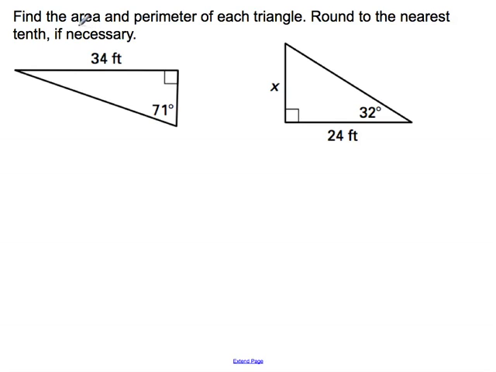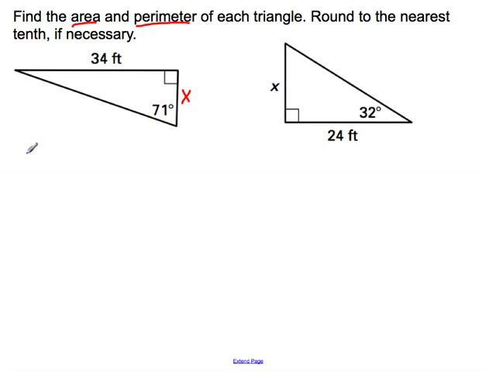Okay, this question is kind of interesting. It says find the area and the perimeter of each triangle, round to the nearest tenth if necessary. So in order to find the area, remember that's going to be 1/2 the base times the height. So I'm going to have to be finding the other two sides of the triangle. I would suggest you use the trig ratio, the tangent, to find one side, probably this side over here, and then once you have that, use the Pythagorean theorem to find this side.